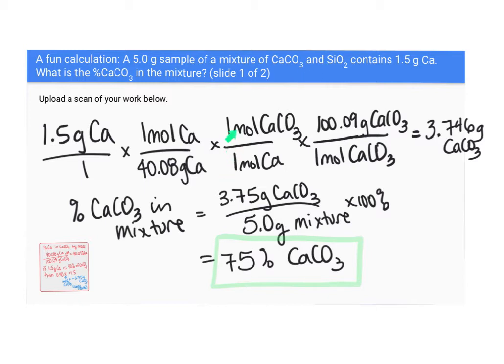You are allowed to use mole ratios within a compound. So I did 1 mole of an element in the compound to every 1 mole of the compound. If this were the oxygen one, it would be 3 moles of the oxygen to every 1 mole of the compound. Okay, so this looks like stoichiometry. It's really just dimensional analysis. And then here's just my percentage calculation.